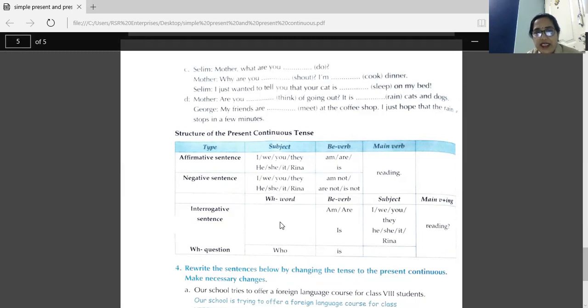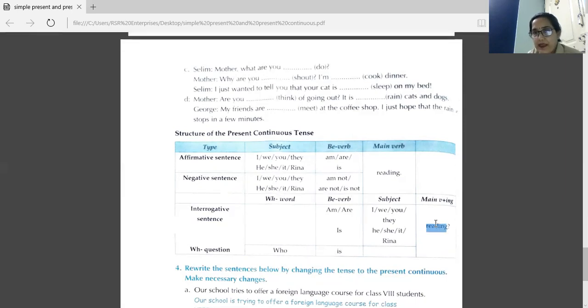Now interrogative sentence, am or are, am I reading? This is without a WH word. Are we or you or they reading? Now with singular ones, is he reading or is she reading? If you are using a WH question there, then the WH word, who is reading? So this is the formation of the interrogative sentence using a WH word.